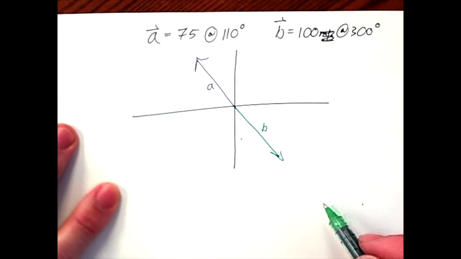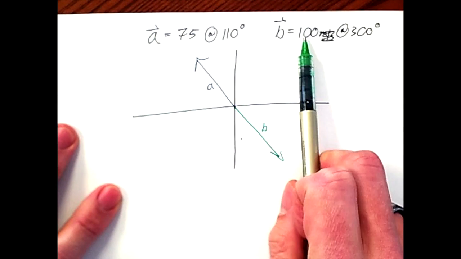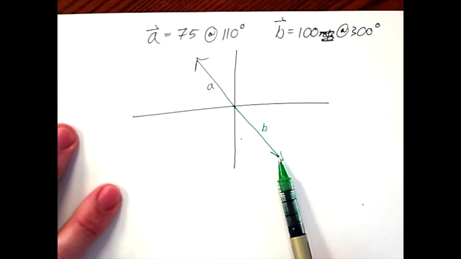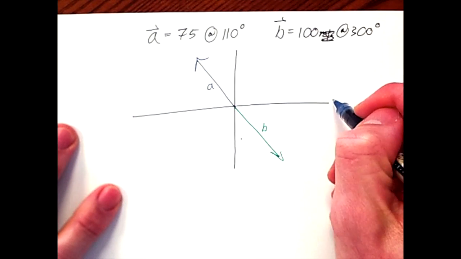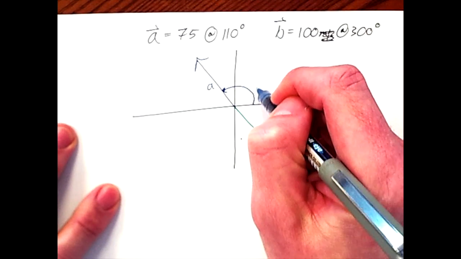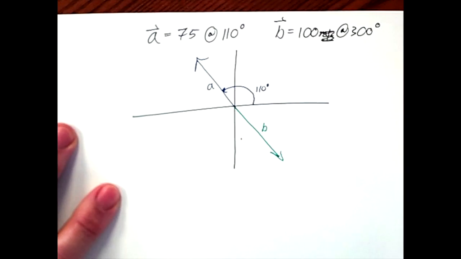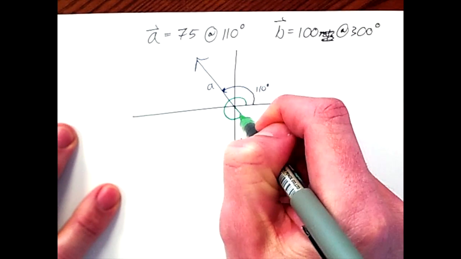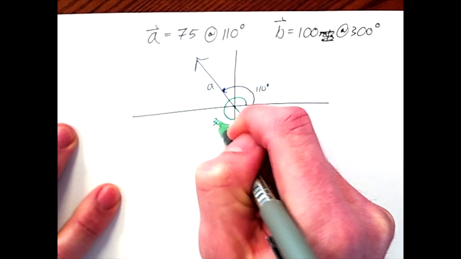If I'm being careful about it, this one is 75, that one is 100, so this one is slightly shorter than this one. And then the given angles are always referenced from the original 0 degrees around like this. So this angle is 110 degrees. And then, let's do it inside. This angle is 300 degrees.